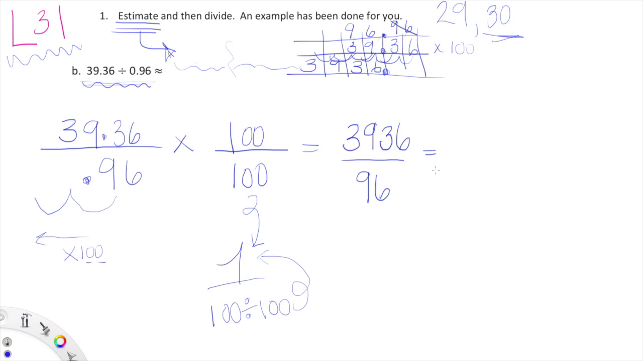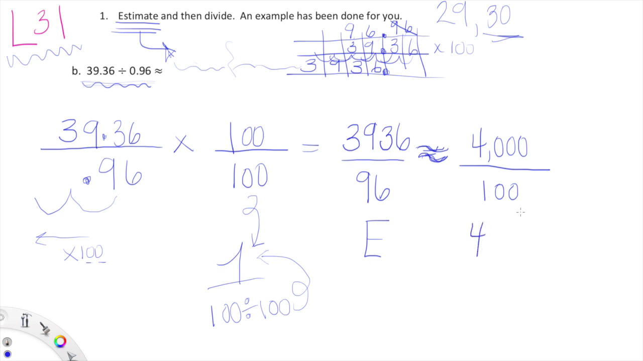So this is where I want you to do the estimation. Let's estimate. I don't want that equal sign there. Let's round these numbers. I'm going to change this equal sign to that wavy sort of estimation equal sign. 3,936 is pretty close to 4,000. I'm going to round 3,936 to 4,000, and then 96 is pretty close to 100. So what is 4,000 divided by 100? Think about it. 4,000 divided by 100 is going to be something that starts with a 4.